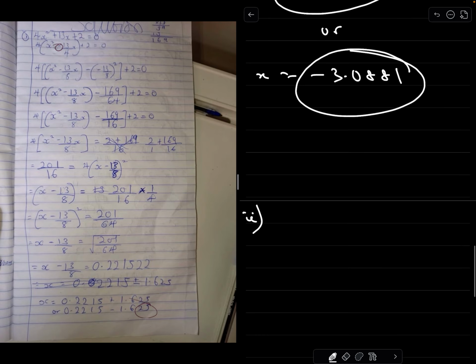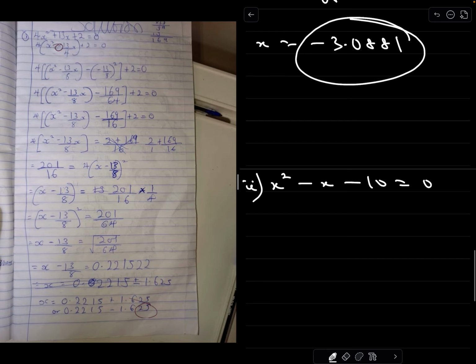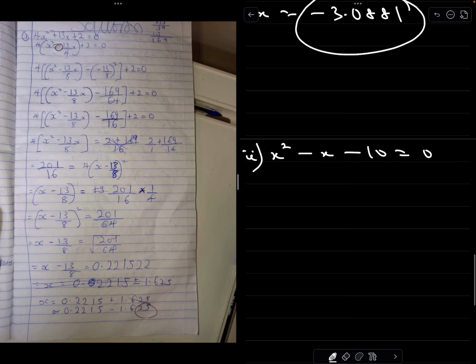x squared, we are using the completing the square method to solve this. x squared minus x minus 10 equals 0. Here, the coefficient of x squared is 1, so we don't need to divide through by anything.